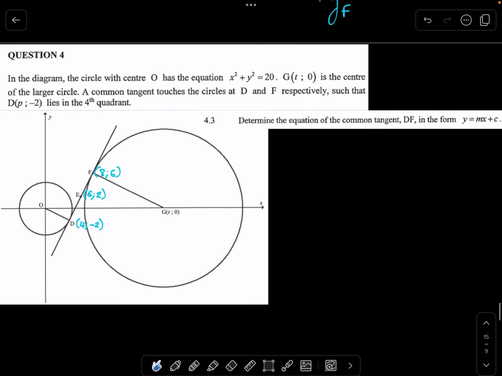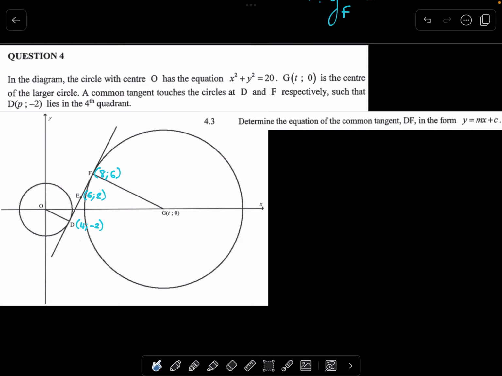We are asked to find the equation of that common tangent in the form y is equal to mx plus c. So we can use any of the 3 points. I'm going to use D and F. So the gradient is going to be 6 minus 2 over 8 minus 4. This is me using D and F. So the gradient is 2.